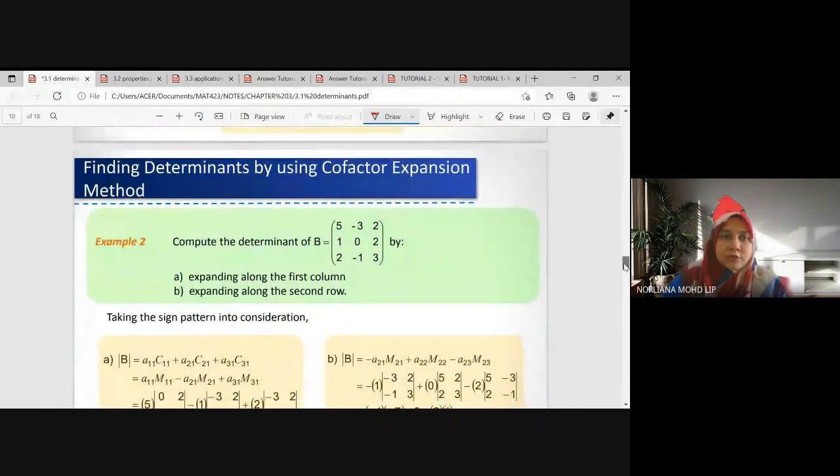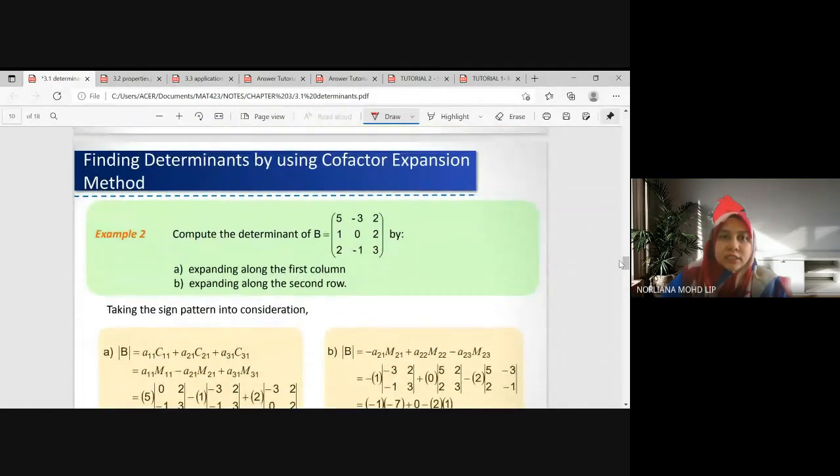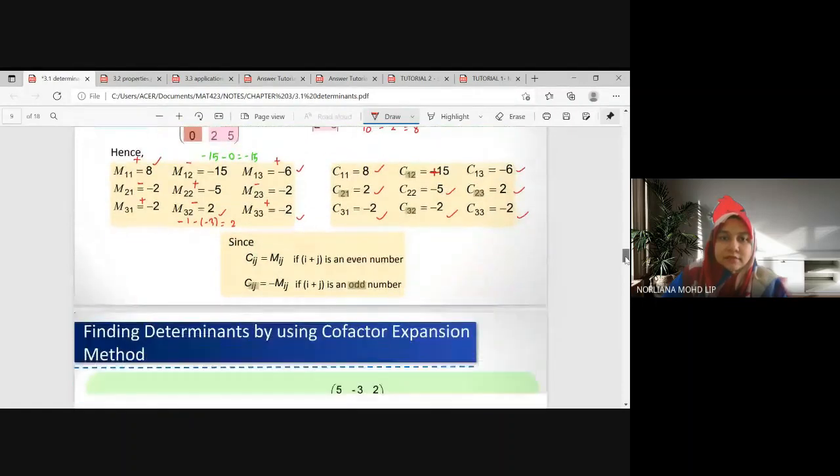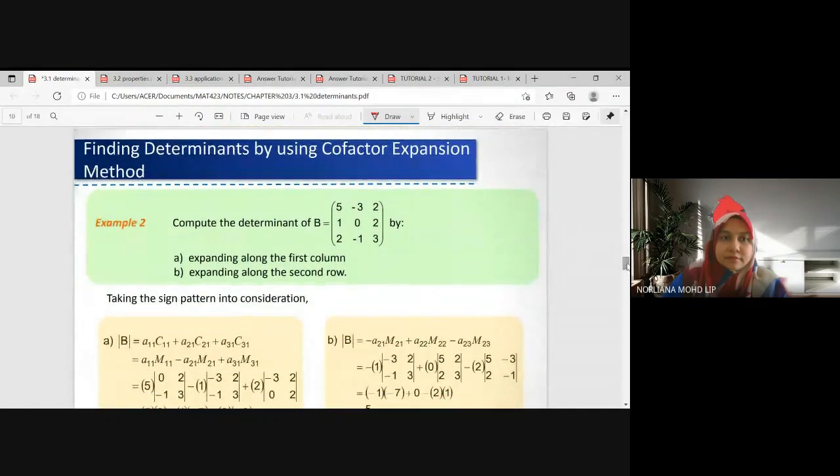Okay, then how to find the determinant by using the cofactor expansion? Okay, sama tak matrix ni? Lain. Okay, for this matrix B, we can choose to expand along any column or any row. This example is expanding along the first column.